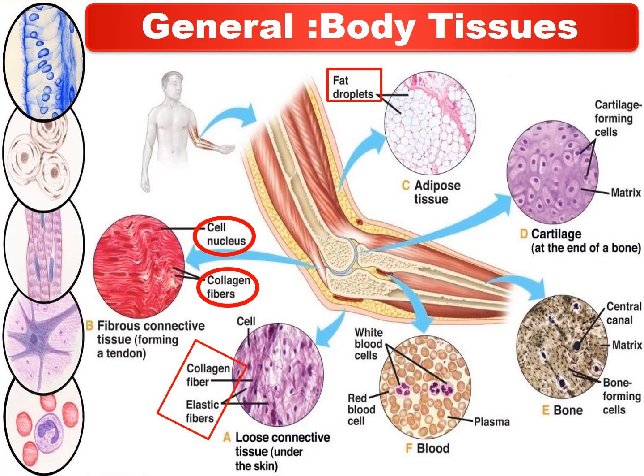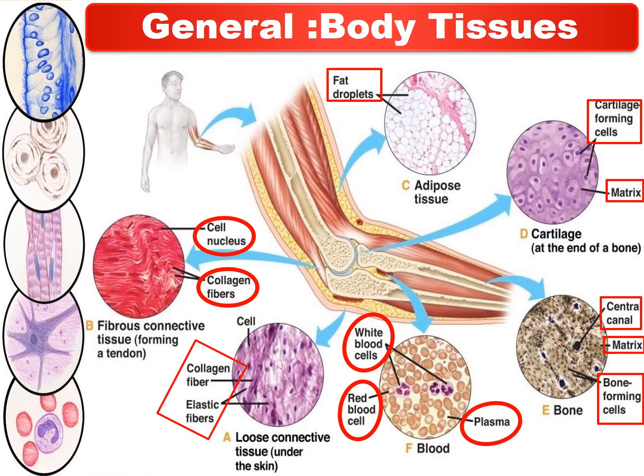Then the fourth one is the cartilage at the end of a bone. We can see the presence of the matrix and the cartilage-forming cells over here. Then the fifth one is the bone. You can see the presence of the central canal, matrix and bone-forming cells. And the last, that is the sixth one, in this we can see the blood. Here we can see the presence of plasma, white blood cells and the red blood cells.